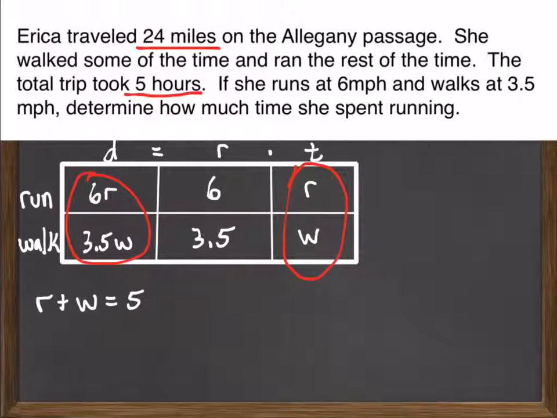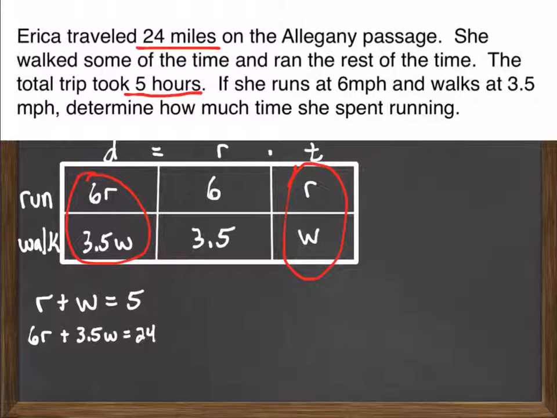We then see the total trip was 24 miles. So what we know is that some of that 24 miles was covered by walking, some was covered by running. So those two things together would be our total distance of 24 miles. It wasn't 24 miles running and 24 miles walking. It's 24 miles. Some of it was running, some of it was walking. And now we have our two equations.